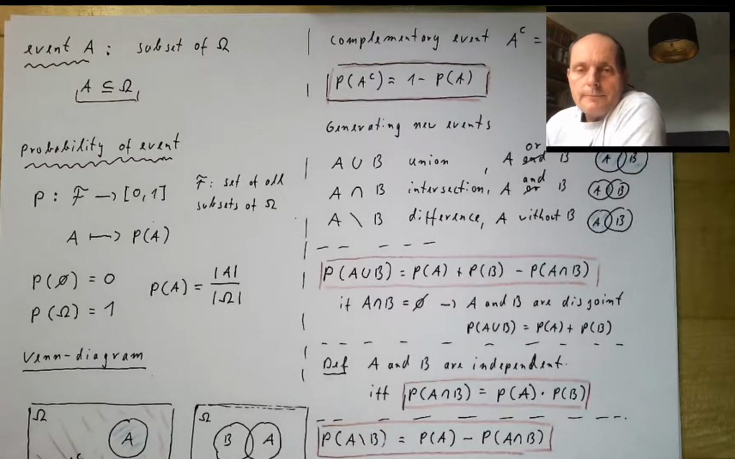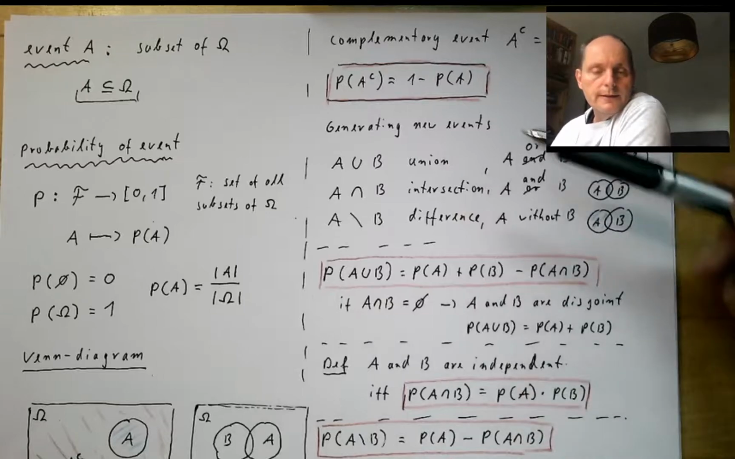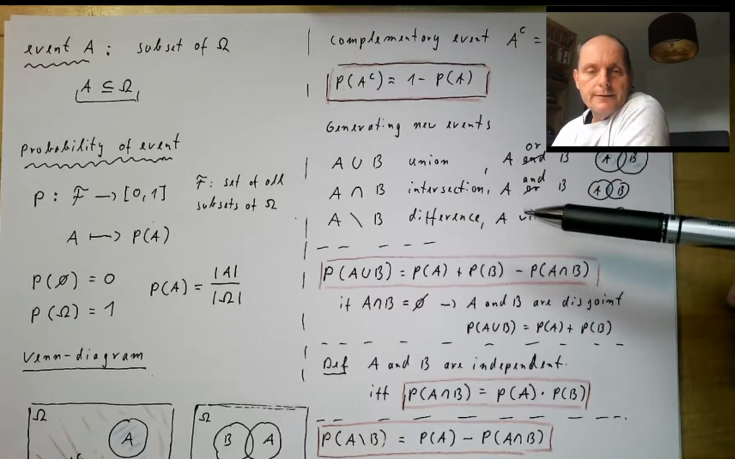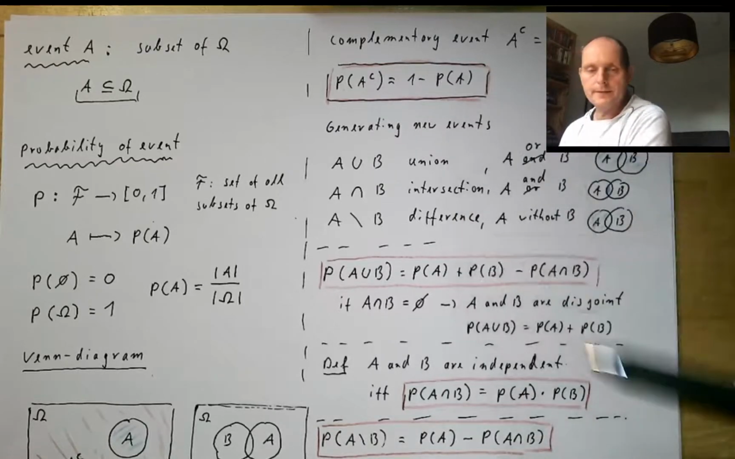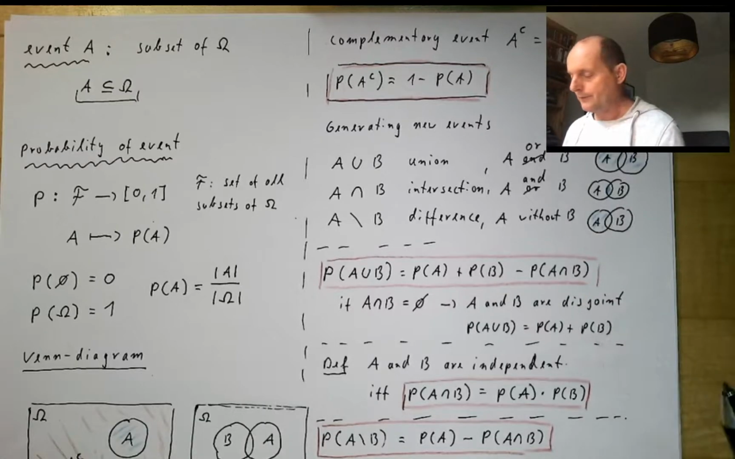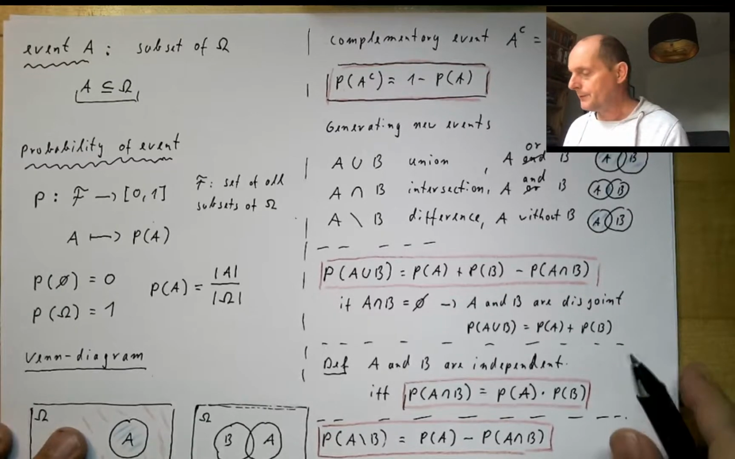Hello, welcome to video 4 in our lecture Advanced Mathematic Modeling. In the last lecture I gave you a lot of rules for how to calculate the probability of events, independence of events, and we also showed an example of how to use this in practice.